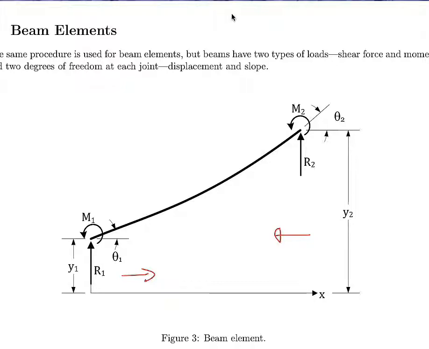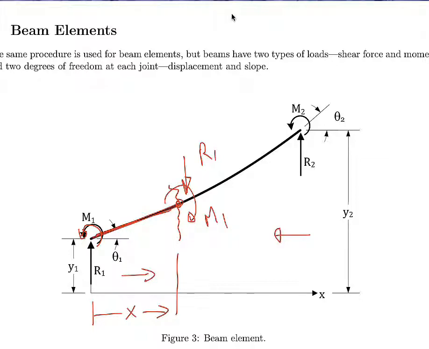So let's do it from left to right first, and then we can extrapolate the idea the other way around. If I'm going from left to right, I can take a section at a point x along the beam, and this beam element has to be in equilibrium. So if I have M1 going this way, then I have to have M1 on this side. And if I have R1 going this way, I have to have R1 also going this side. This is how equilibrium is achieved.